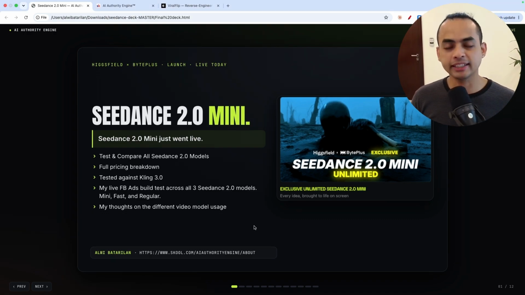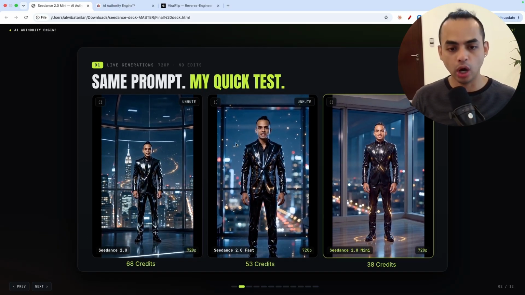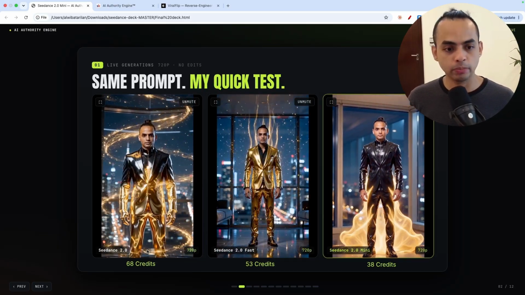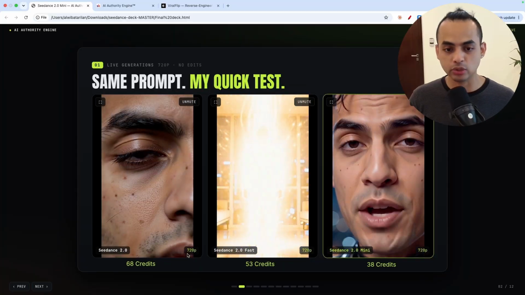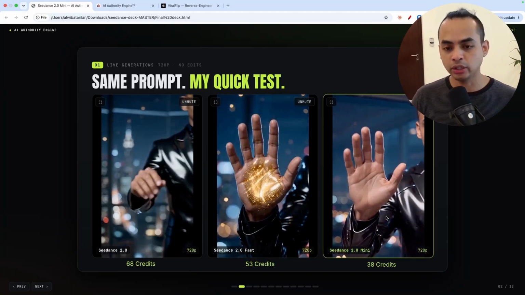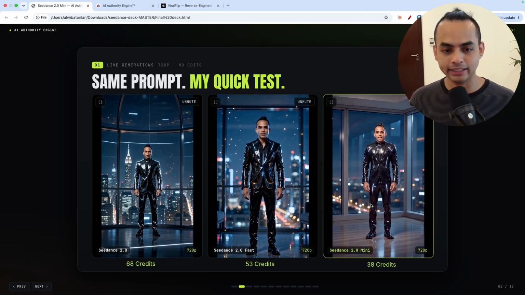So the very first thing that I did, guys, was I used one master prompt, the same prompt across all three different models, as you can see. On the left-hand side, this is Seedance 2.0, 720p, all of them, so it's equal. This is Seedance 2.0 Fast in the middle. And on the right-hand side is Seedance 2.0 Mini, which is their newest and latest model.